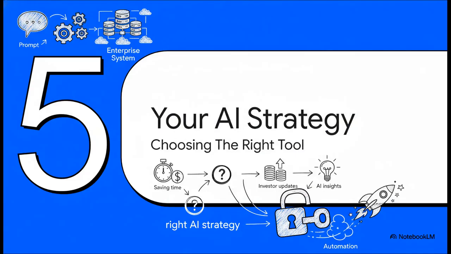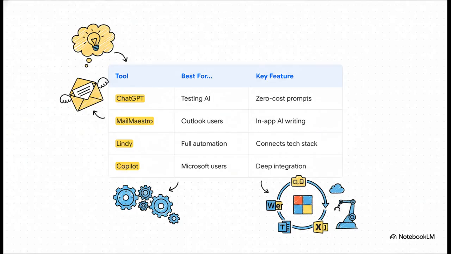Whew. Okay, we have covered a ton of ground, right? From a simple prompt to a fully integrated system. So the big question is, what's the right AI strategy for you? All right, let's just break it all down into a simple choice. If you're just dipping your toes in the water, or you only do these updates once in a while, just stick with that ChatGPT prompt. It's free and it works.